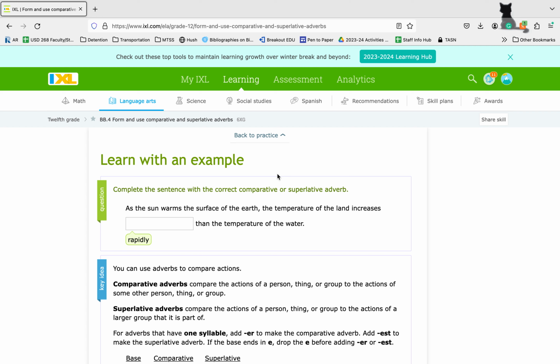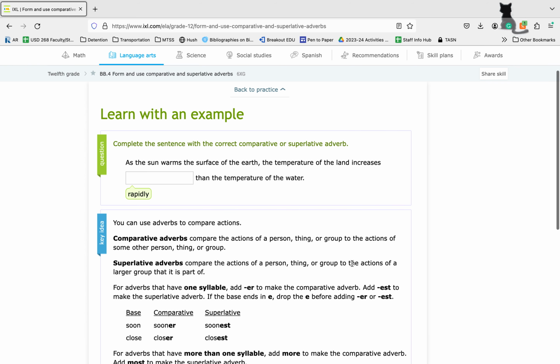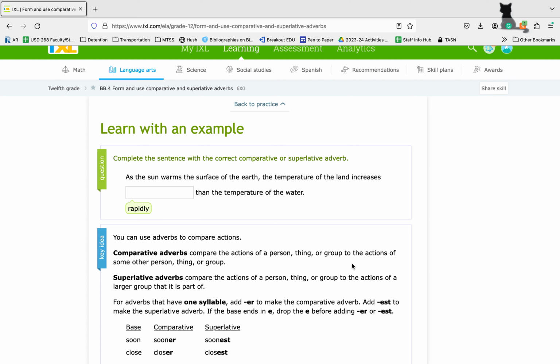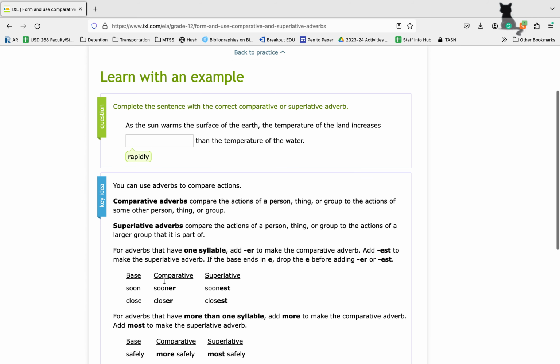the land increases rapidly. So we're wanting to know if it is more or most, as our comparison would have been beforehand. So our rules are going to follow the same way as before. Comparative is where we're comparing a person, thing, or group to the actions of some other person, thing, or group, versus superlative being everything's part of the same group. So we're still using the ER ending for comparative and the EST ending for superlative. That's the exact same as what we've been doing.